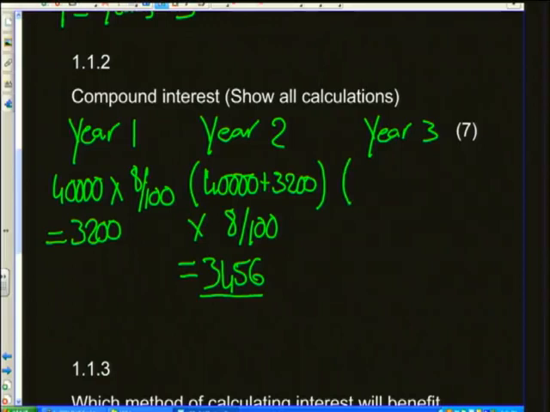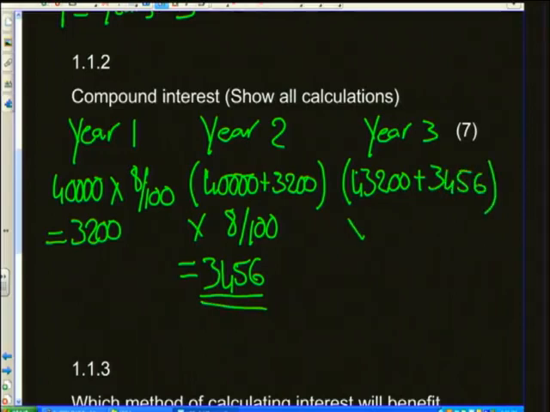So here, I'm going to say 43,200 plus the interest that we earned in year 2, which is 3,456 Rand, times by 8 over 100. Remember, it's 8 over 100 because our interest rate is 8%. Okay, and then let's look at the final answer that we're going to get there. And our final answer is 3,732 Rand and 48 cents.